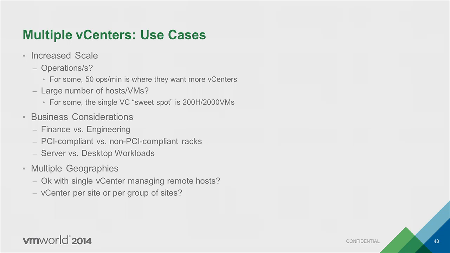The other one is geography. Ravi talked about remote office, branch office, this idea of running ESX hosts in Asia, now they're having a VC over in North America manage it or not having a VC at all.